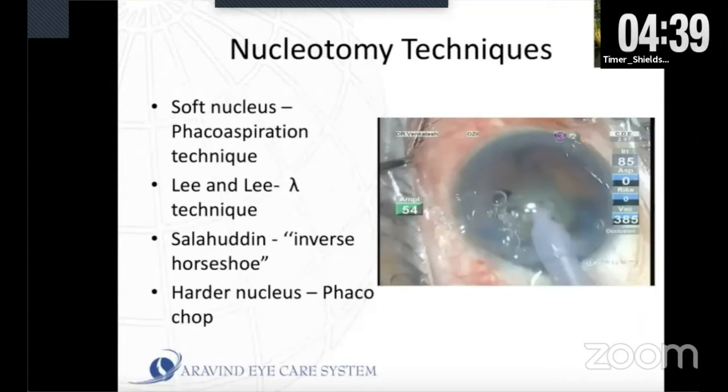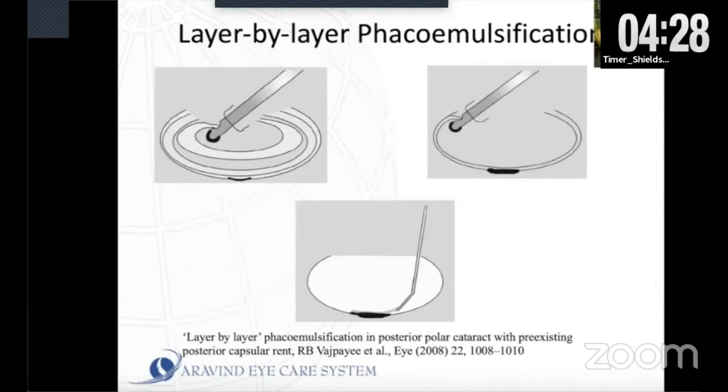Multiple techniques have been described by a lot of people. Depending upon your experience, for a soft cataract, you can do aspiration. For a harder one, you can go for phaco chop, but without much rotation. So this is a nice technique, again, reported by our own surgeon, Dr. Rasak Vajpayee.